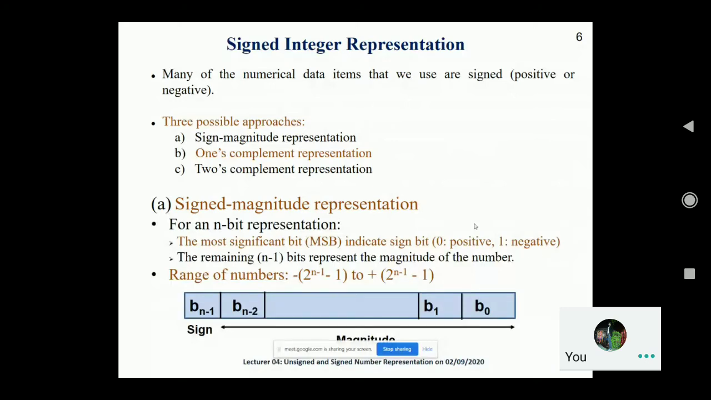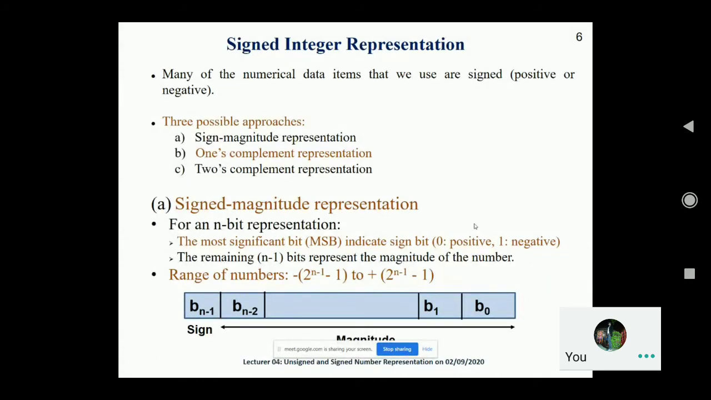When we are using this particular approach, sign magnitude representation, we follow these two rules. The most significant bit, that is the MSB, indicates the sign bit. Because always remember, when we are representing sign magnitude, two particular parts are there. One is called the sign bit, one is called the magnitude. So the most significant bit indicates the sign bit. We are considering only one bit, not more than one bit.